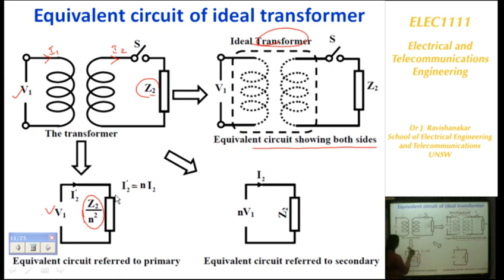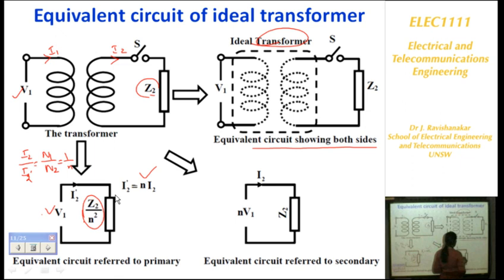But I know that I2 on I1 equals N1 on N2, which is equal to 1 on N. Therefore I2 dash is N times I2. So when you bring it here, this becomes I2 dash, which is N times I2. I am referring it to the primary side.